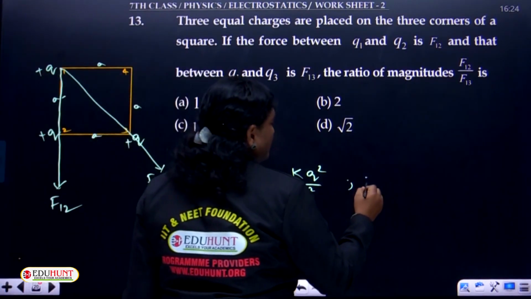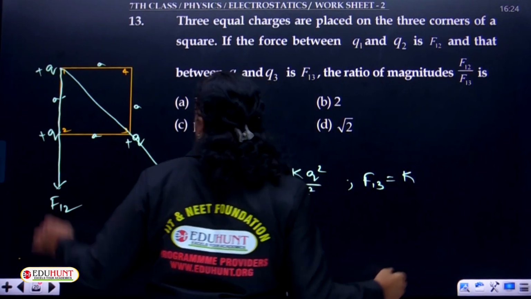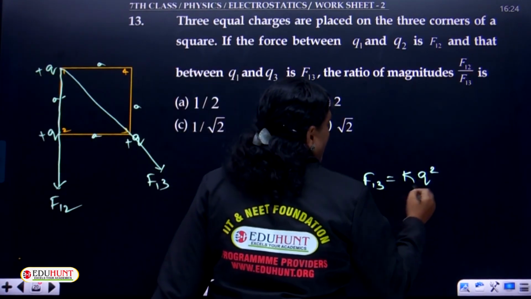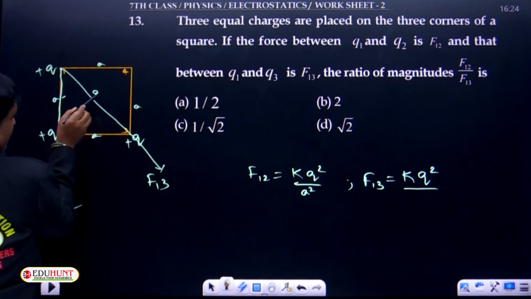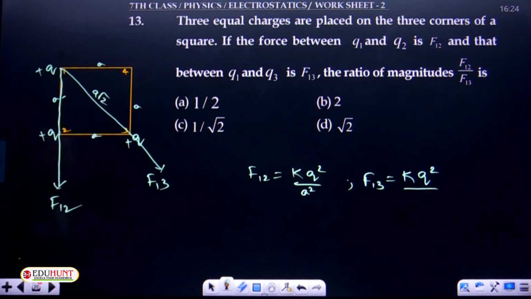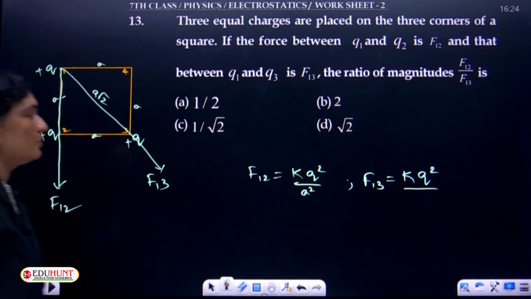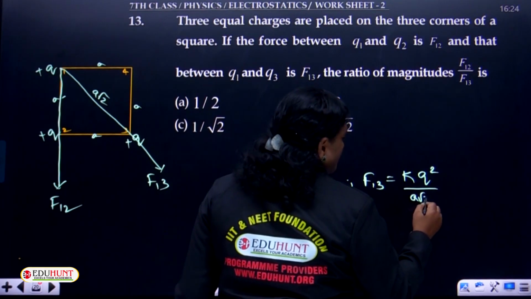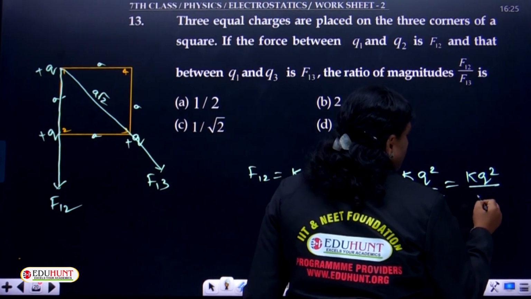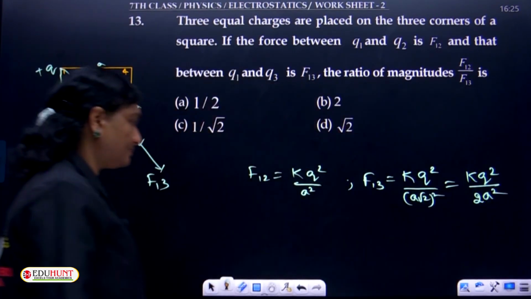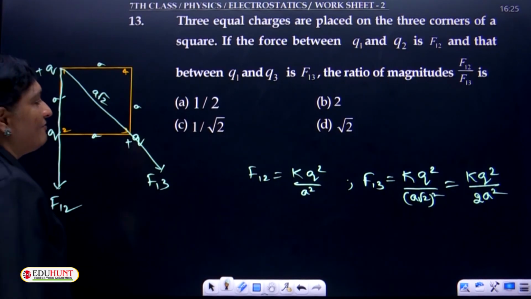Similarly, the value of F13 is found to be K times Q1 Q2, that is Q square, upon the distance between these two. Here is A, here is A, so this must be equal to A root 2, applying Pythagoras theorem. Root over A square plus A square is root over 2A square, which is root 2 into A. So the value is K Q square upon A root 2 whole square, or K Q square by 2A square.